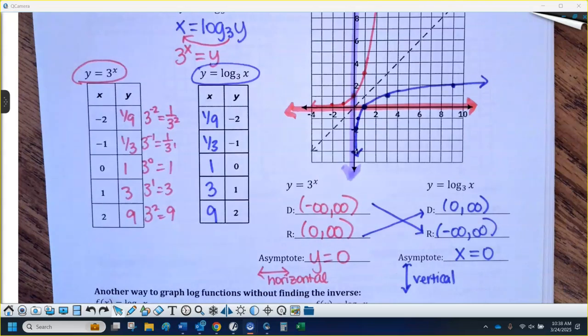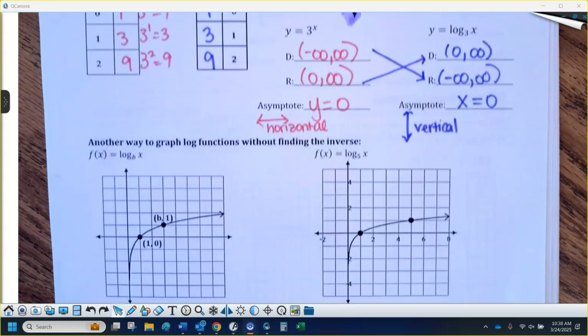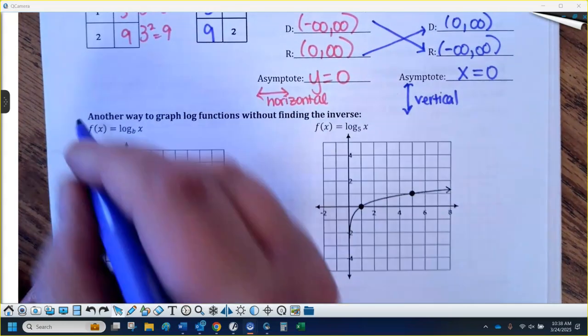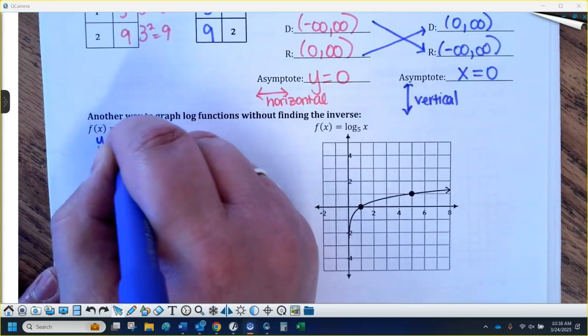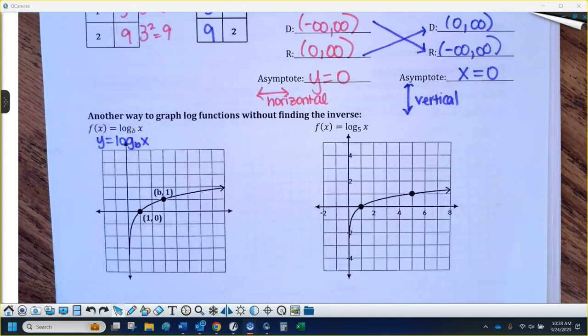Okay, now, I'm going to give you a general thing for graphing these to hopefully help. And if this helps you anyway, I could also write it as y equals log base b of x. I wrote it in function notation. It is a function that would pass the vertical line test.